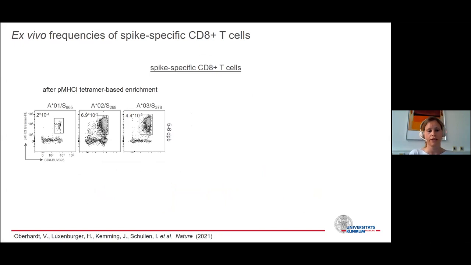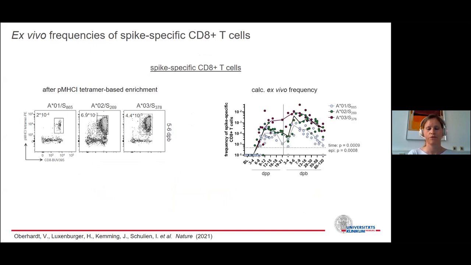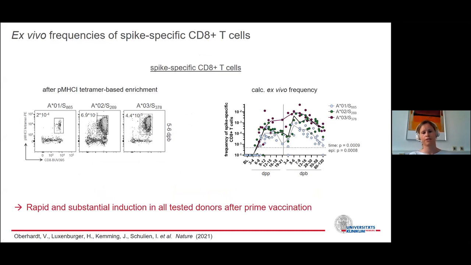And we again generated peptide-loaded MHC-1 tetramers and performed magnetic bead-based enrichment and followed the frequencies. And these are again the calculated ex vivo frequencies. And we could appreciate that the CD8 T cell response is readily induced already 1 to 2 weeks after the prime vaccination. So we had really a rapid induction of the CD8 T cell response. And after the second dose vaccination, we realized that there's a boost expansion of these CD8 T cells.